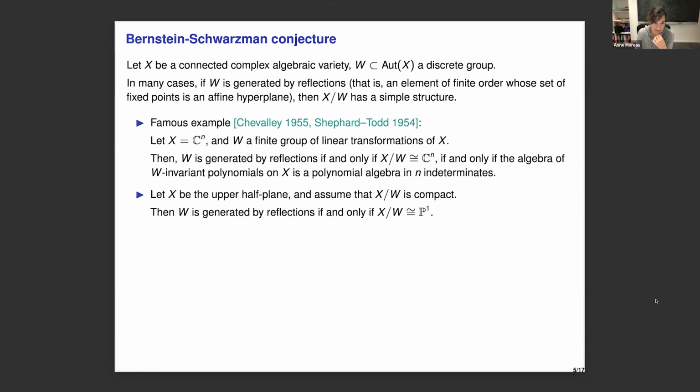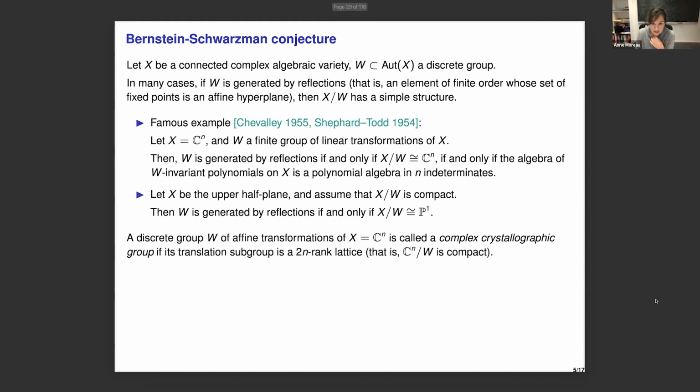So this suggests that it's usually a simple structure when W is generated by reflection. And Bernstein and Schwarzman consider the following situation. We assume that W is a discrete group of affine transformations of Cn, and they consider the case where W is a complex crystallographic group.